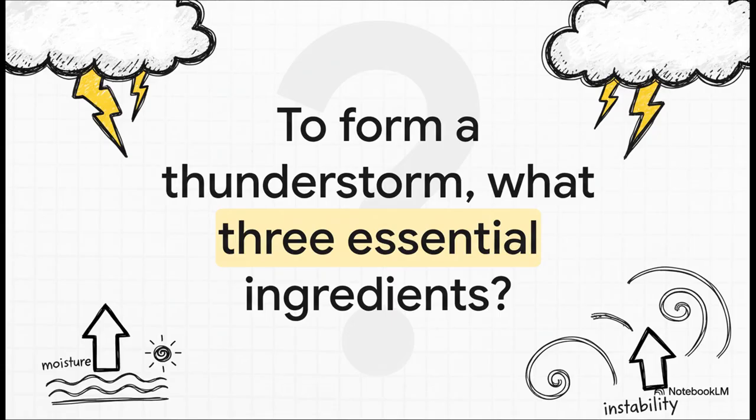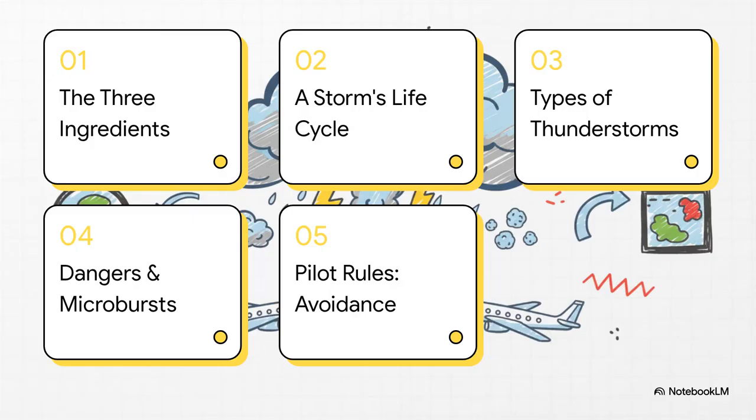Before we can talk about avoiding them, we have to understand what it even takes for a thunderstorm to come to life. It all starts here. Here's our flight plan for this explainer. We'll start with the basic recipe for a storm, then we'll follow its life from birth to decay. After that, we'll get into the different types, uncover the most serious hidden threats, and wrap it all up with the absolute must-know rules for avoidance.